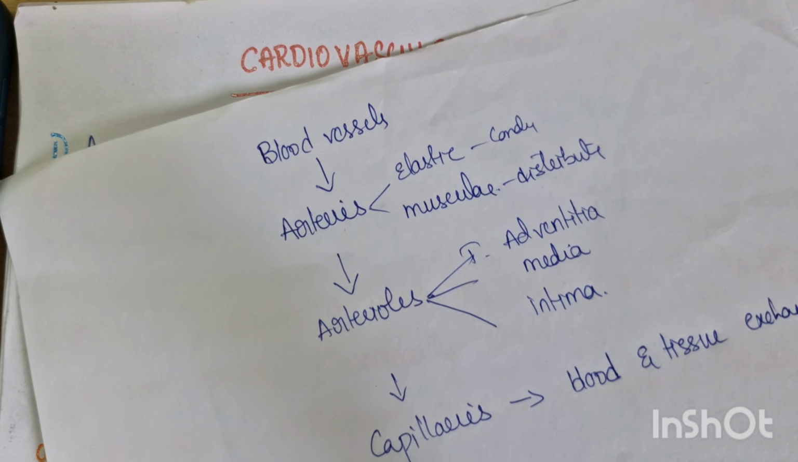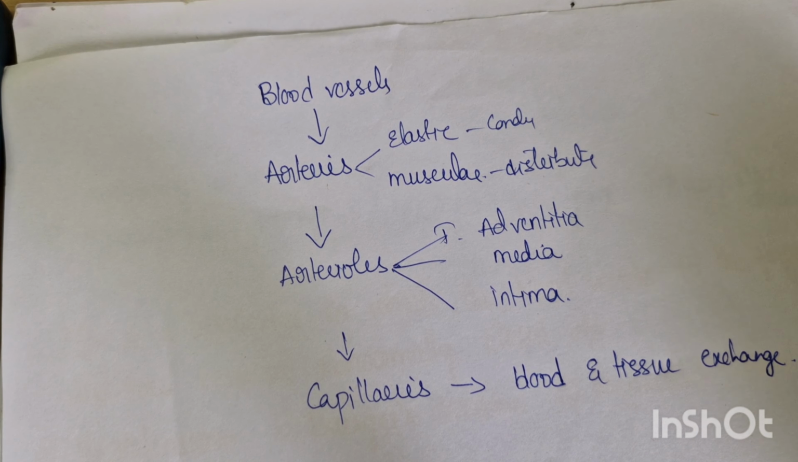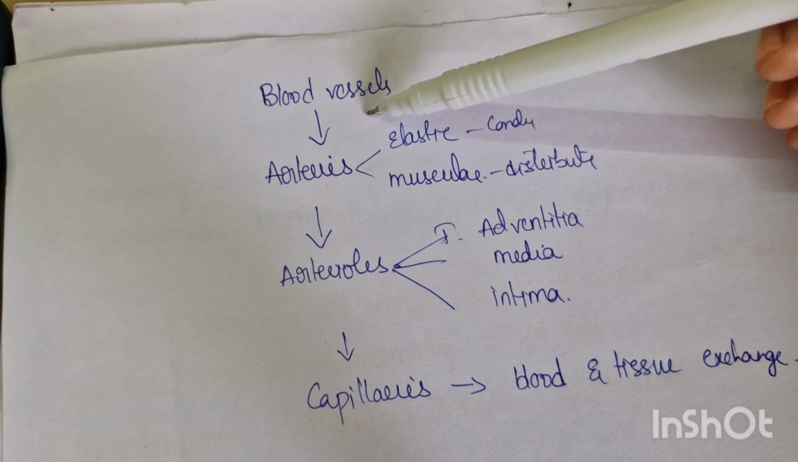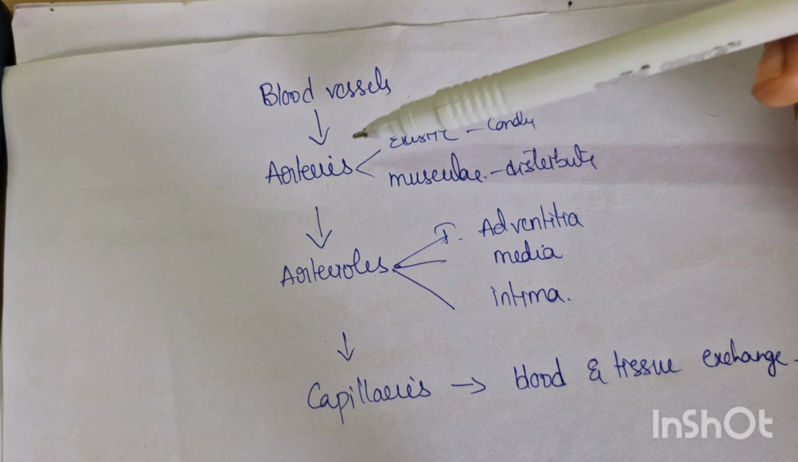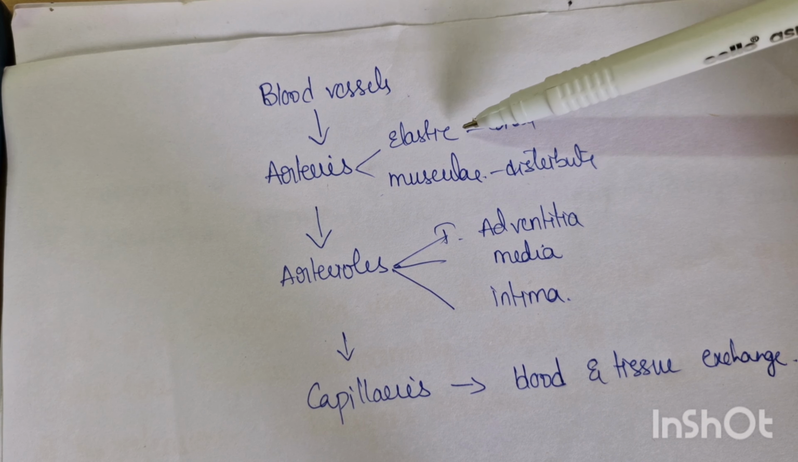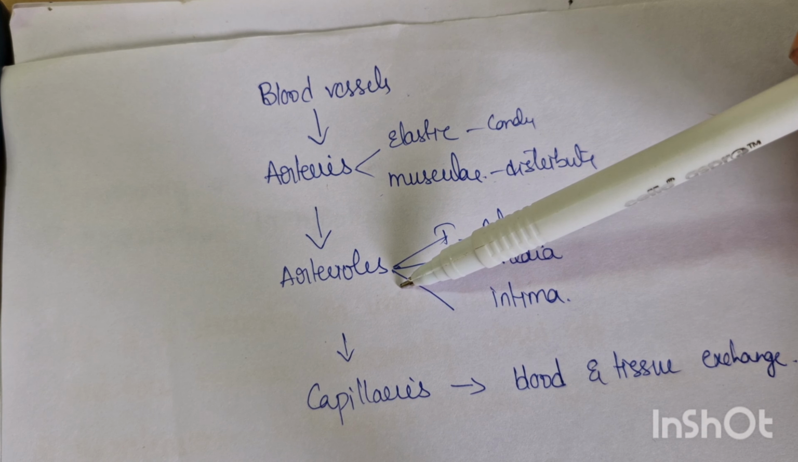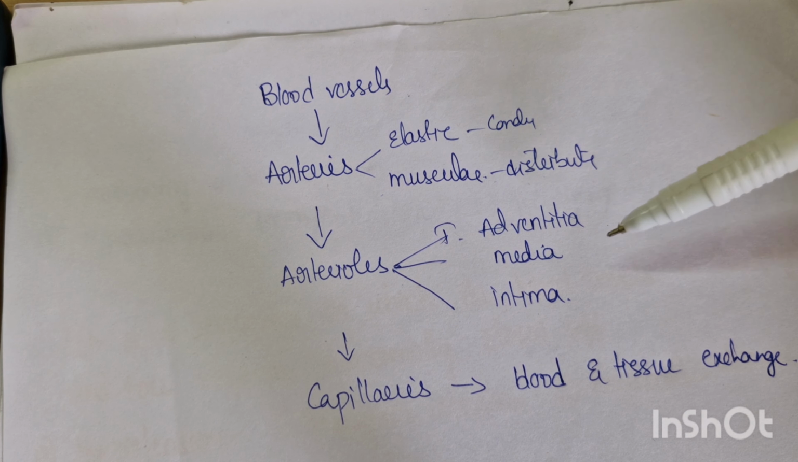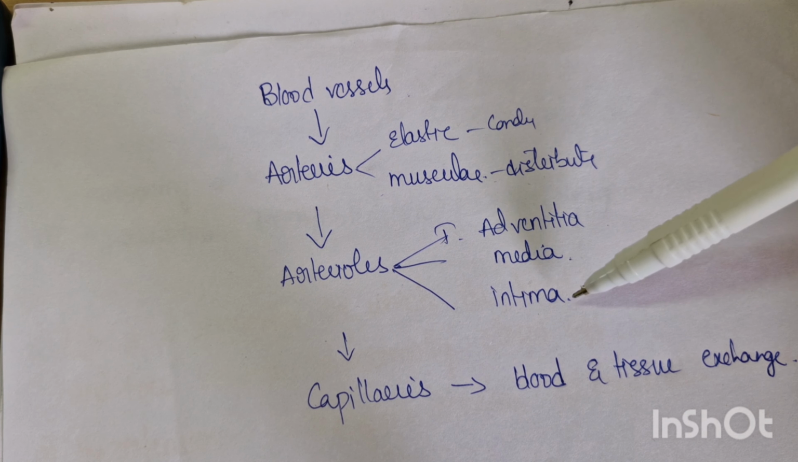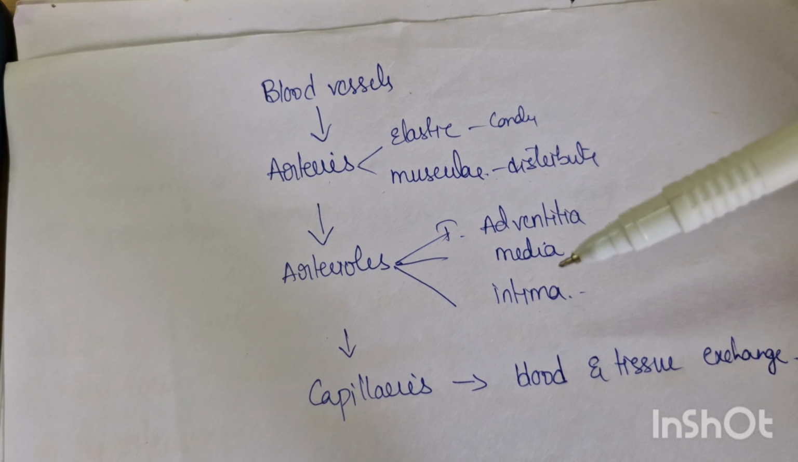So here all the abnormal things are related to the blood vessels only. The cardiovascular system contains mainly blood vessels, which are divided into arteries. Arteries have two types, elastic and muscular. And again it is divided into arterioles. These have three layers: tunica adventitia, tunica media and tunica intima. These are the main regulators of the peripheral vascular resistance.